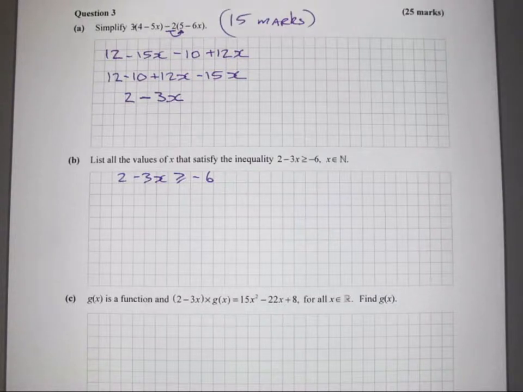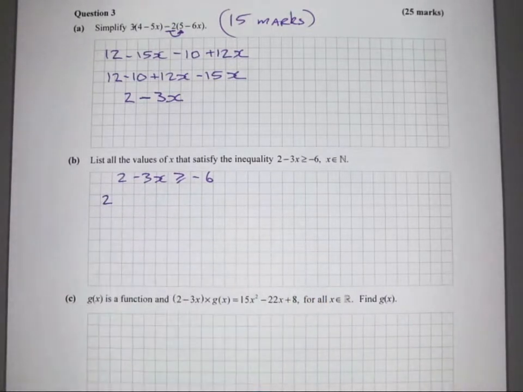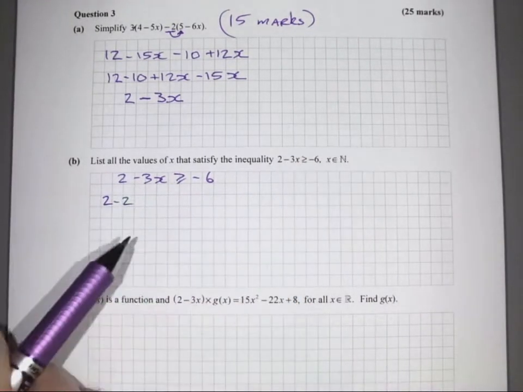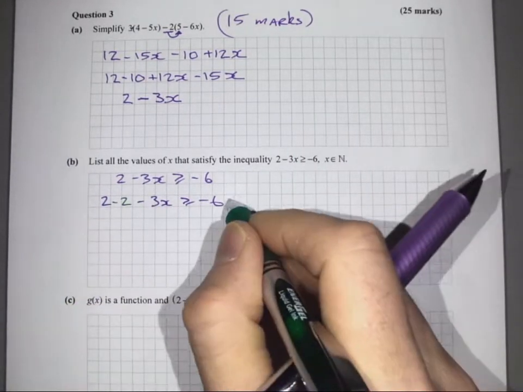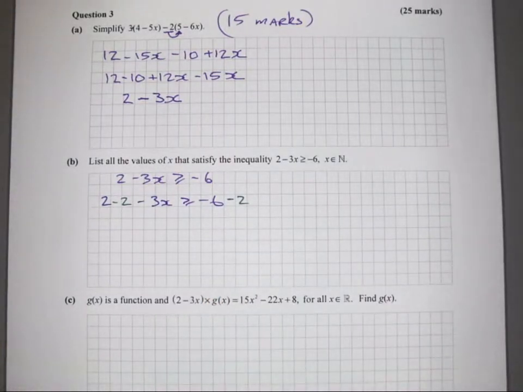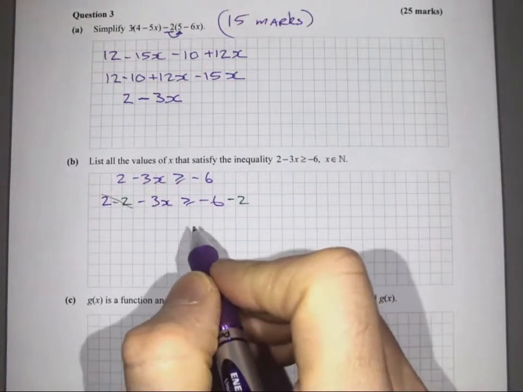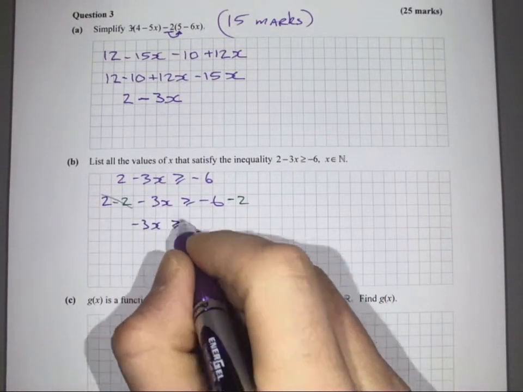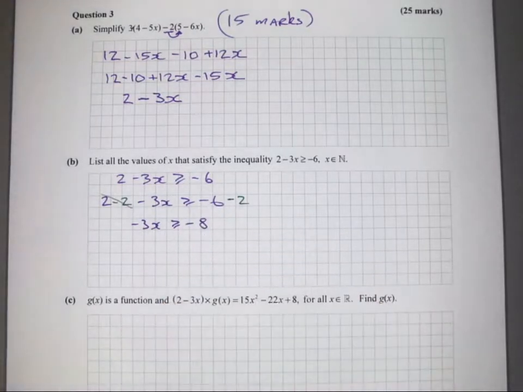So, what we want is to get x on its own. We want to find out what the values of x are to make this thing work. So we want to get rid of this 2 first. So what we'll have to do is subtract 2 from both sides. So I'm subtracting 2 from both sides. So they're going to cancel from the left side. I'm left with minus 3x is greater than or equal to minus 6 minus 2, which is minus 8.